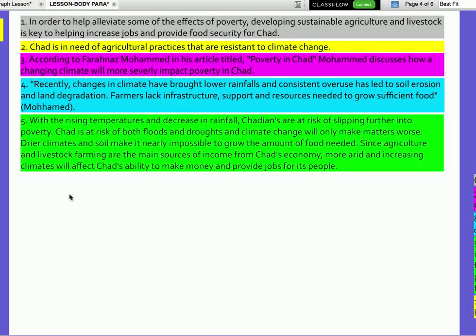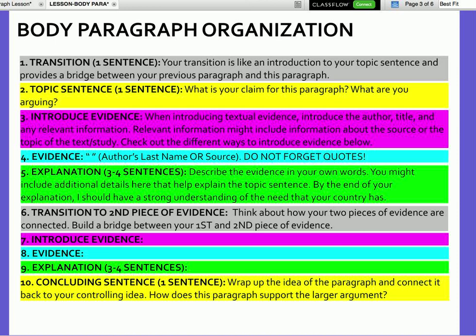So right here, I first talk about the temperatures. I talk about the no rainfall. I talk about how that causes more poverty. And then I talk about what Chad is actually at risk of, and how it makes it really hard to grow food, right? And then I build on that by talking about how Chad really relies on this for their income and for money. And so without this, they're in really, really deep trouble. So it's really important that I add all of those parts in here so that I can really explain this piece of evidence.